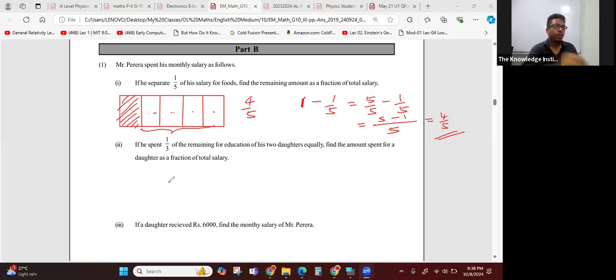Okay, in the Roman number 2, if we spend 1 out of 3 of the remaining for education of his two daughters equally, find the amount spent for a daughter as a fraction of total salary. Okay, so it says 1 out of 3 of the remaining. Here this part is very important. 1 out of 3 of the remaining. Here the word 'of' means multiplication. So I write this: of remaining.